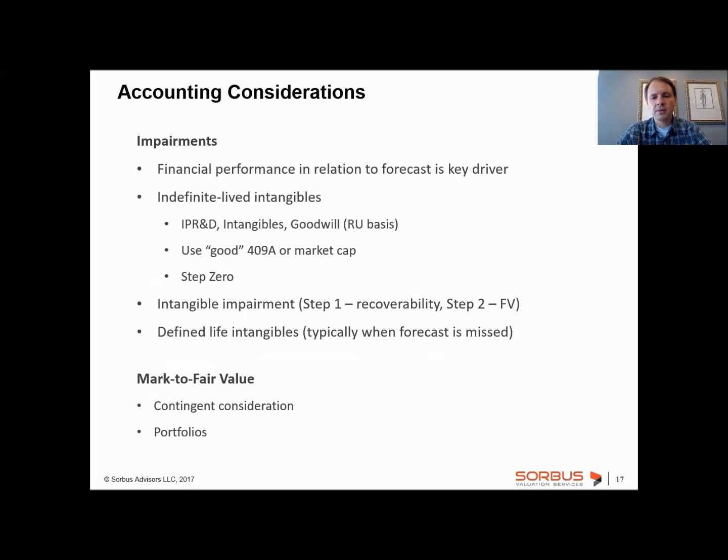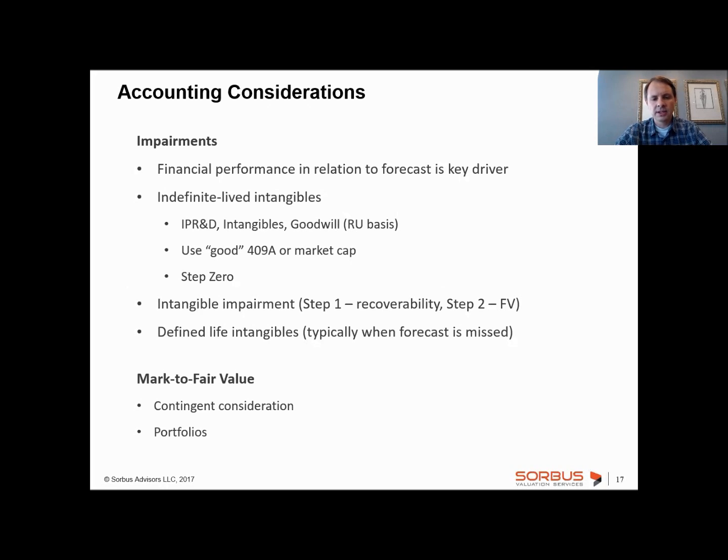Now, for goodwill impairment, one has to keep in mind that goodwill is tested on a reporting unit basis. In other words, your acquisition may fail next week, but if that acquisition was relatively small compared to the overall reporting unit that acquired that company, then it may not have any impact on that goodwill whatsoever, so it'll just stay on the books.